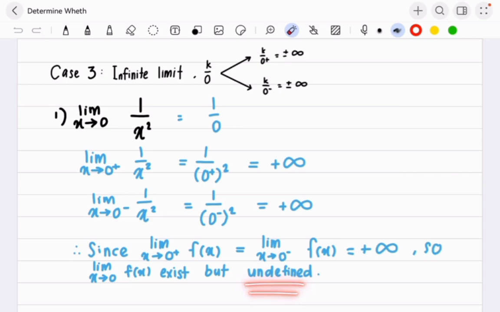So if your answer is different, for example, you get positive infinity and negative infinity, then limit x approaching 0, f(x) does not exist and is also undefined. So that is case 3, infinite limit.